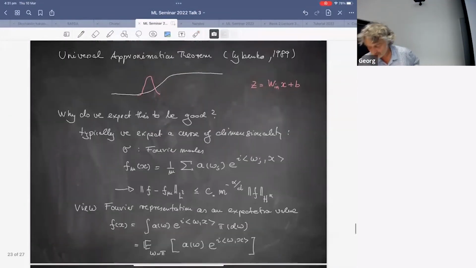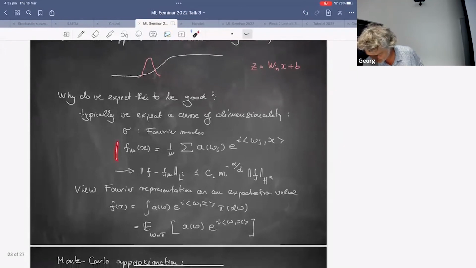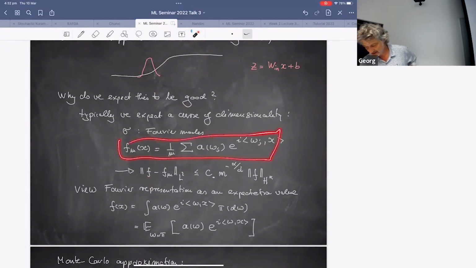Okay. So the question is, why do we expect them to be good? First of all, you could think, well, hold on, if I just take these functions phi and sum them up, I might actually have a curse of dimensionality here, right? So take the sigmas not as tanh functions, but as Fourier modes. That means we have a discrete Fourier transform here. And then we know that if we want to approximate any function f with our Fourier series, then we have this curse of dimensionality.